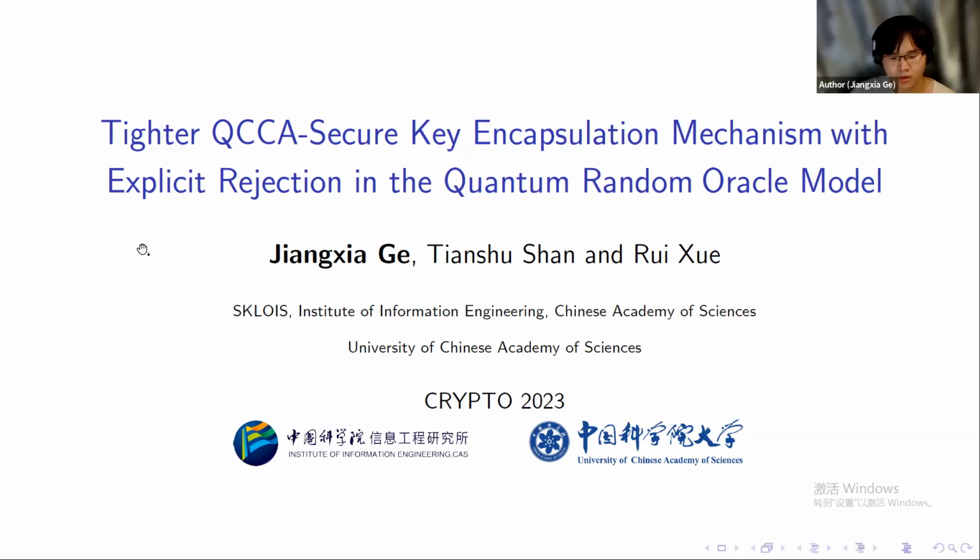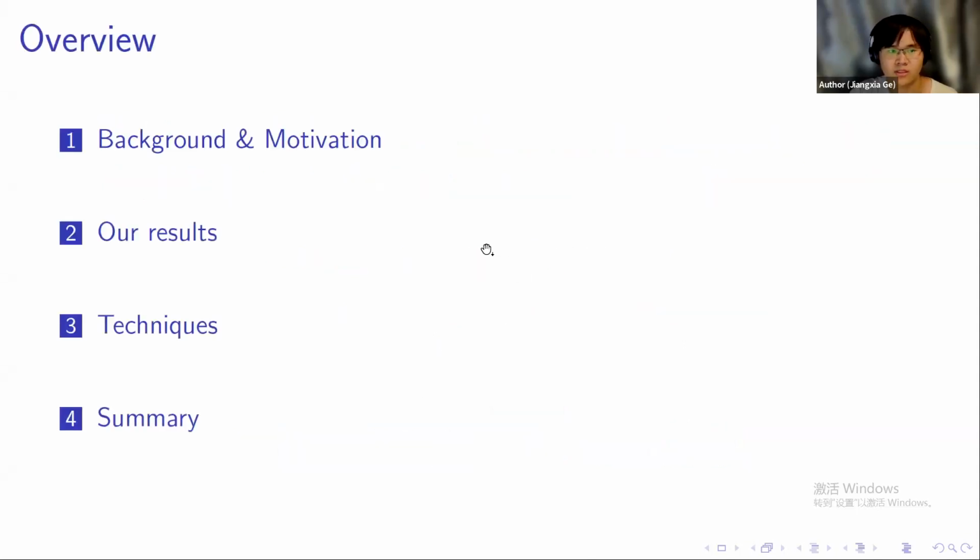Okay. Good morning, everyone. My name is Jiang Xiage, and I'm going to present our work titled QCCA Secure Key Encapsulation Mechanism with Explicit Rejection in the Quantum Random Oracle Model. This is joint work with Tianshu Shang and Ruixue. So let's get started. Here is an overview of this talk. I will first talk about the background and the motivation of our work. Then I will introduce our main results and the outline of the techniques. Finally, I will give a summary.